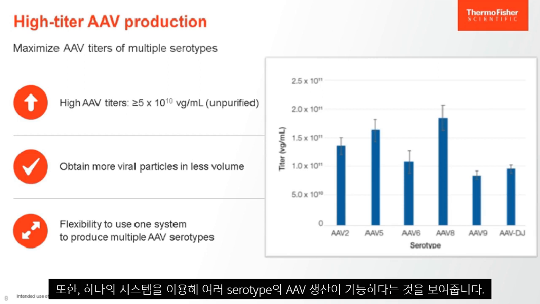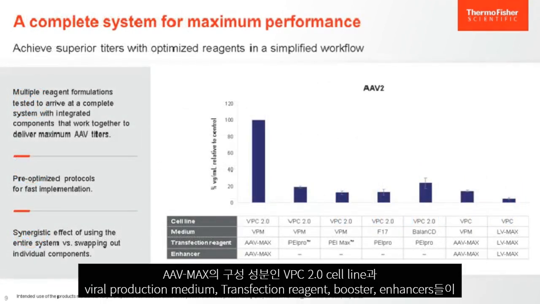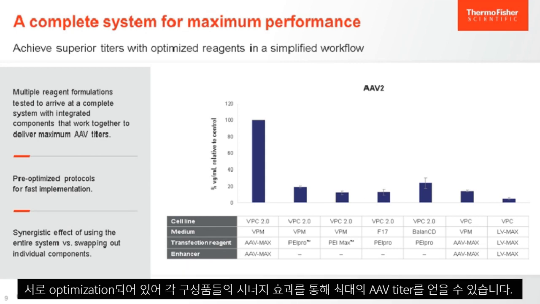And then here we note some of the synergistic interactions of the componentry of the AAV-MAX system and how all of the components, starting from the VPC 2.0 cell line, the viral production medium, the transfection reagent, booster, and enhancers all work together synergistically to give you the highest possible viral titers.